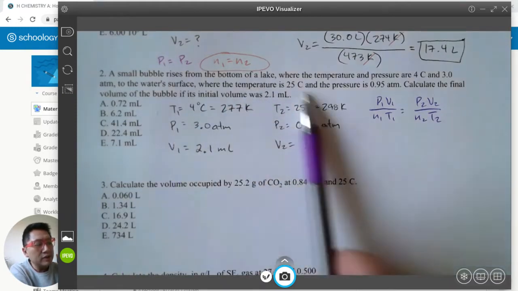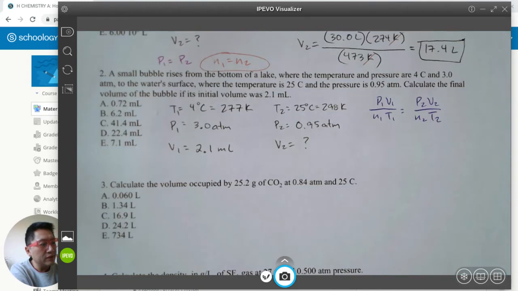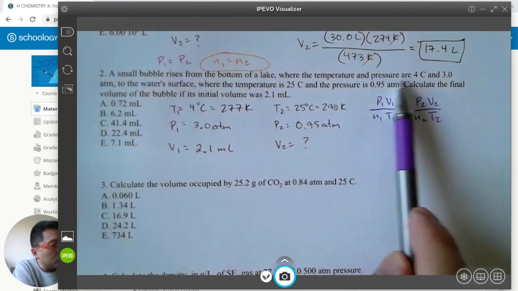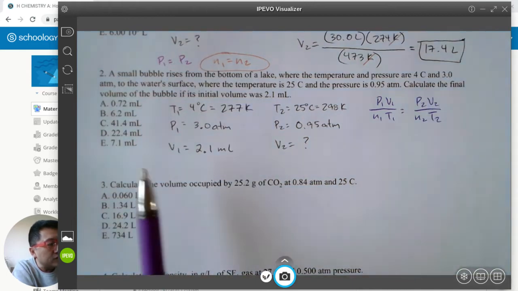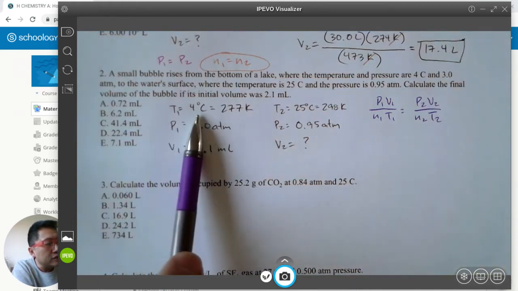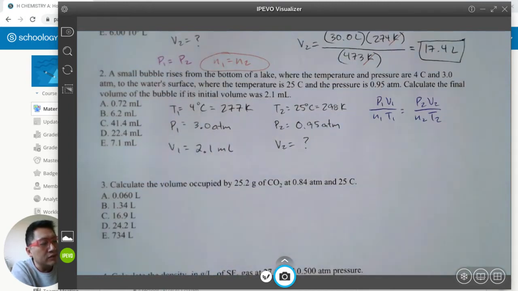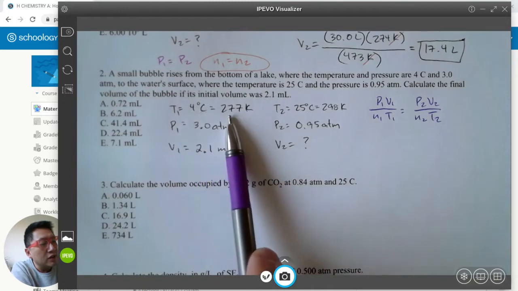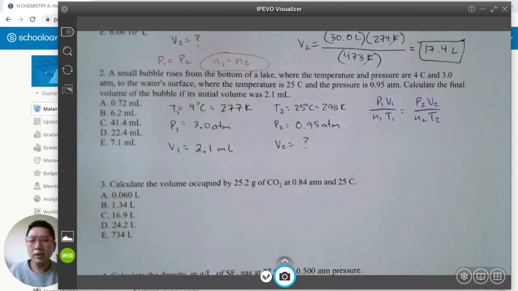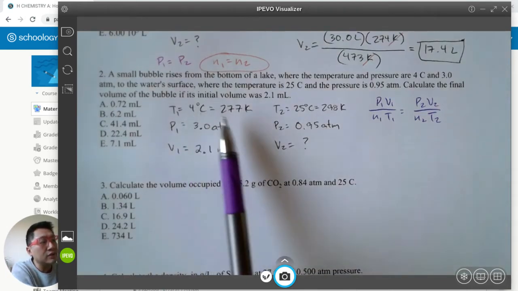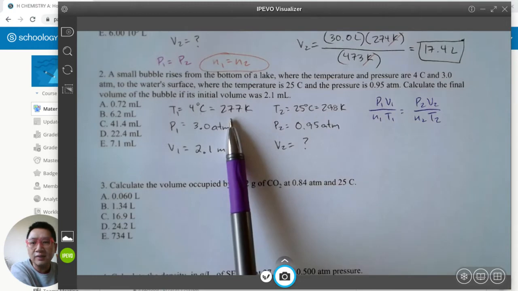So I already wrote down some of the givens. It says at the bottom of the lake, the temperature and pressure are 4 degrees and 3 atmospheres. So I put T1, 4 degrees Celsius, and P1, 3 atmospheres. I did change Celsius into kelvins because all temperature in this chapter has to be in kelvins. So add 273. 4 plus 273 is 277 kelvins.